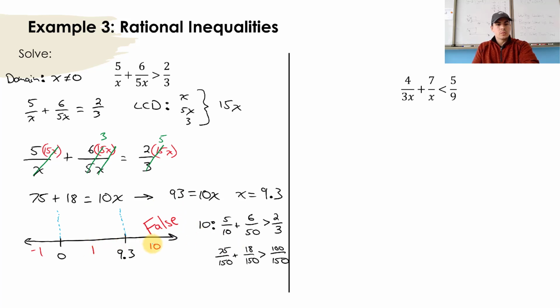Now we can go ahead and test 1. When I plug that in, I'll get 5 plus 6 over 5 is greater than 2/3. That is going to be a true statement, so that is going to be true. And when I plug in -1, I get a negative value is greater than 2 over 3.